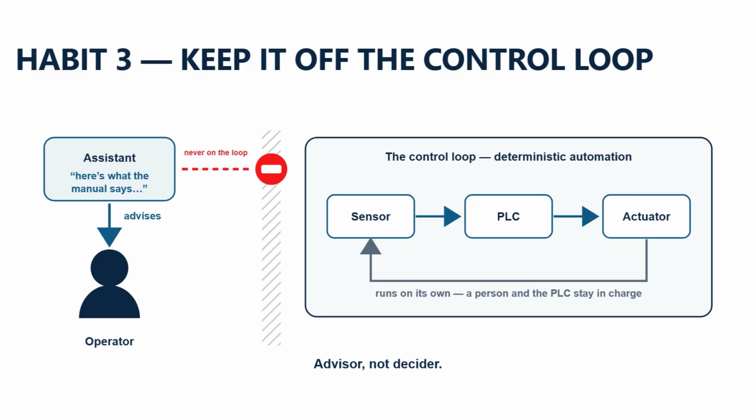The closer a task is to control and safety, the more the AI is strictly an advisor, and a person and the controller stay in charge. That boundary may shift as supervised action matures, but only ever under human control.